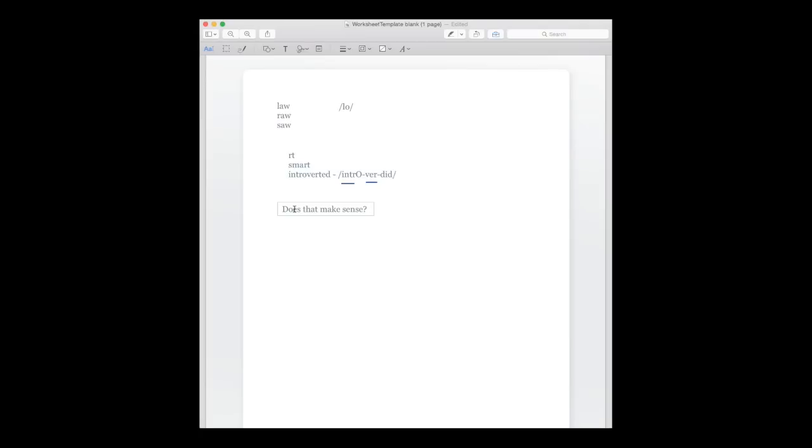So what's happening there is that, instead of saying, does that make sense, they say, does it make sense. They're reducing that, and that's just because they're speaking quickly and morphing those words together.